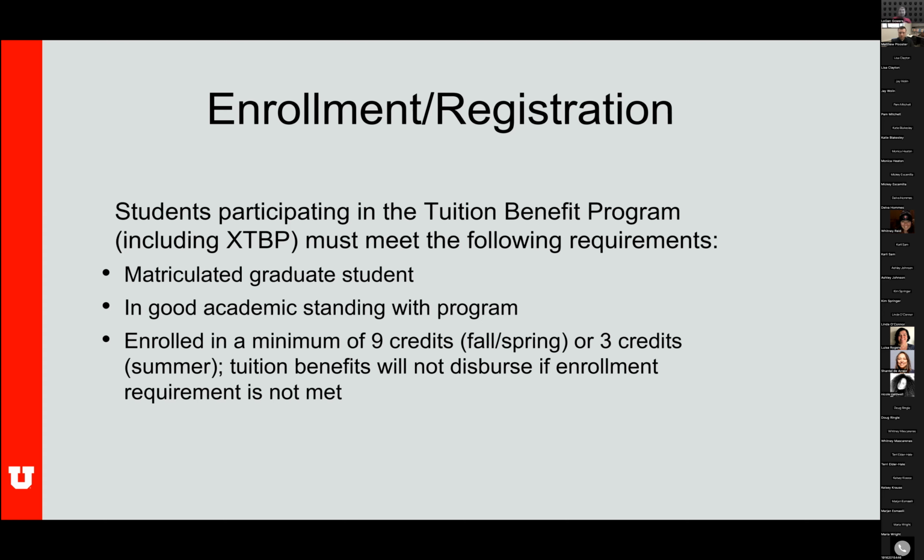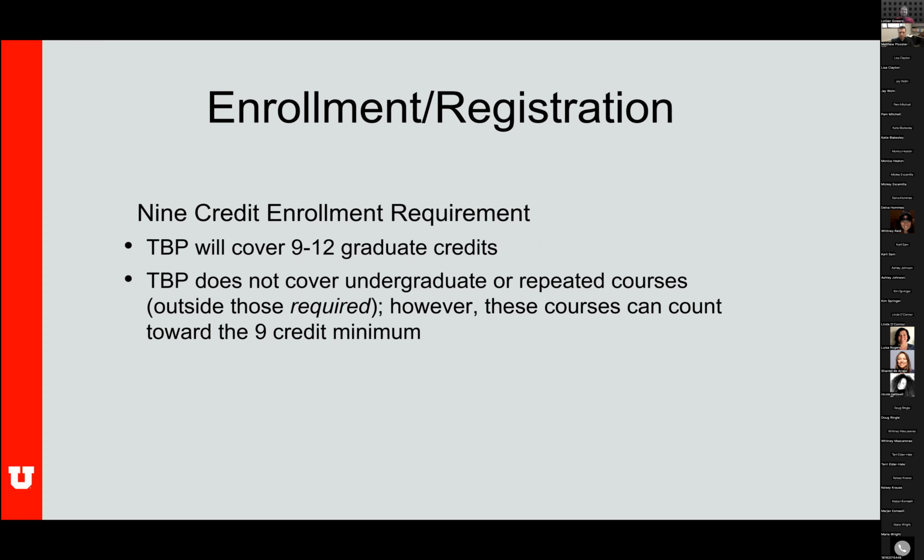We cannot distribute tuition benefit if pretty much any of those things are not happening. So if they are at a low GPA, their tuition benefit's not going to go through. If they're not enrolled for enough, their tuition benefit's not going to go through. So we want to make sure that these things are happening. Additionally, that 9 credit enrollment requirement, again, that is the minimum. We will cover up to 12. So that's the window of opportunity that they have.